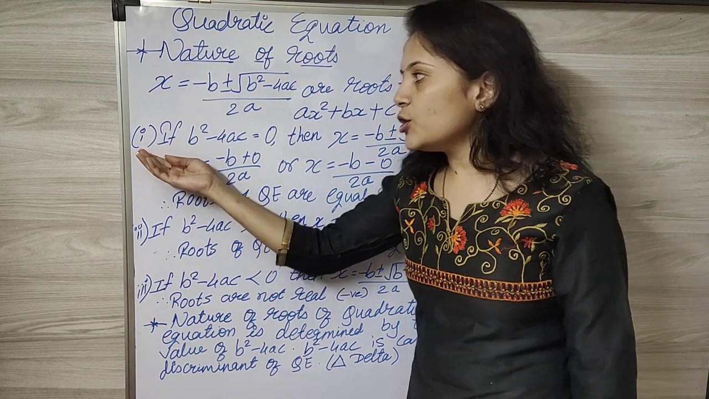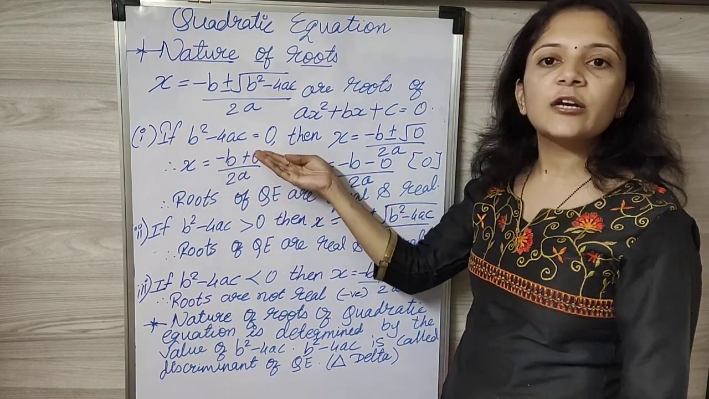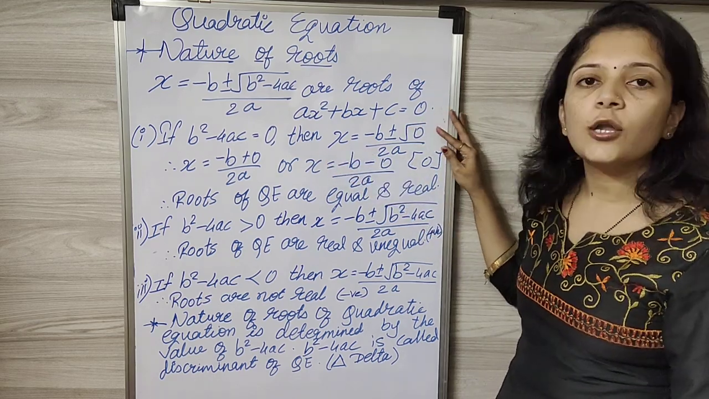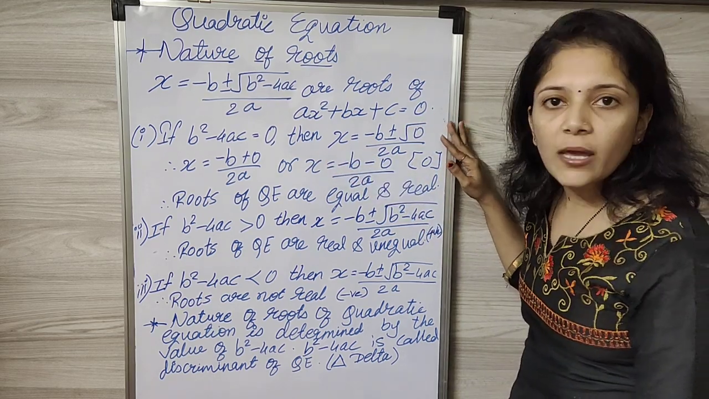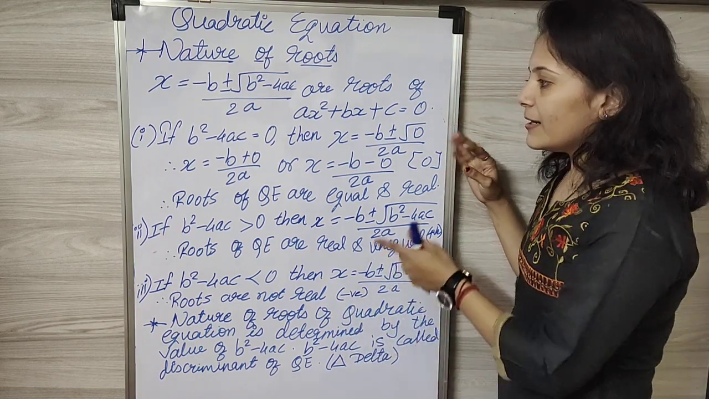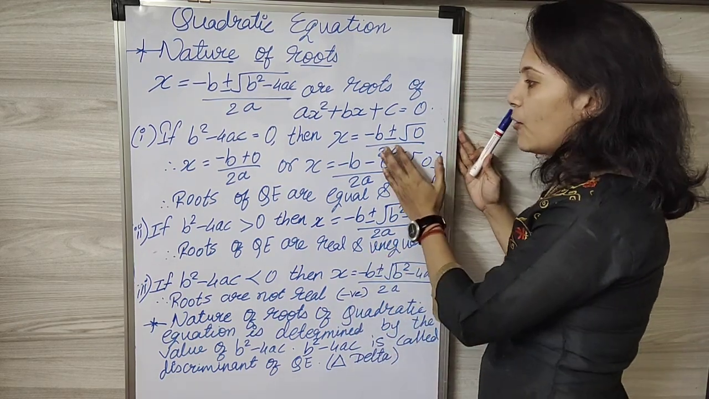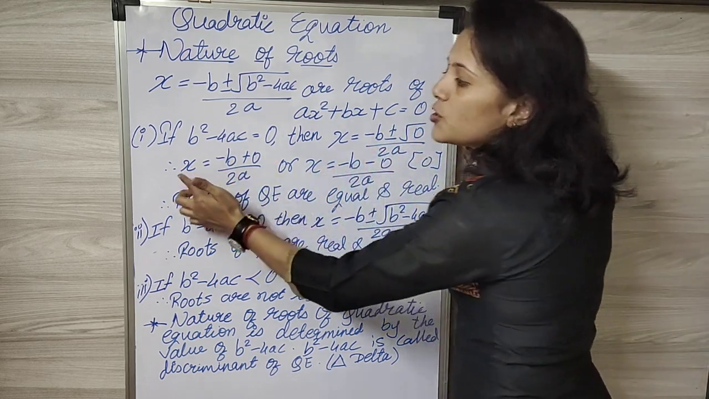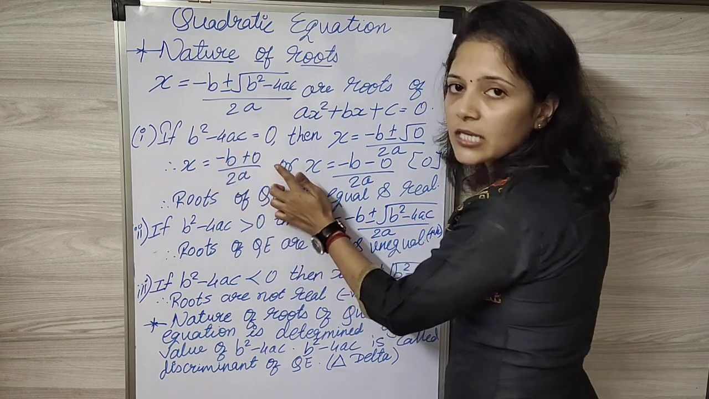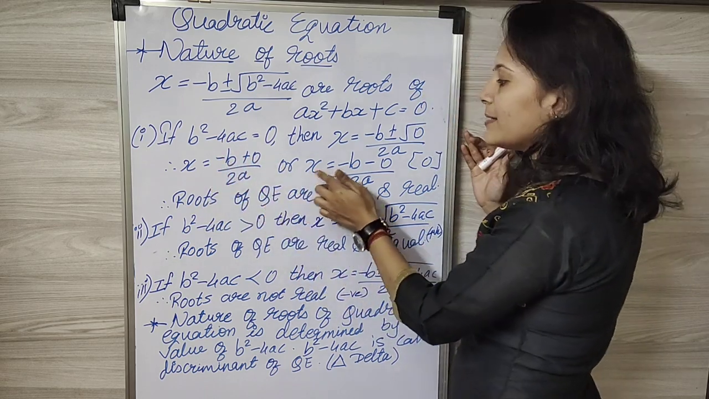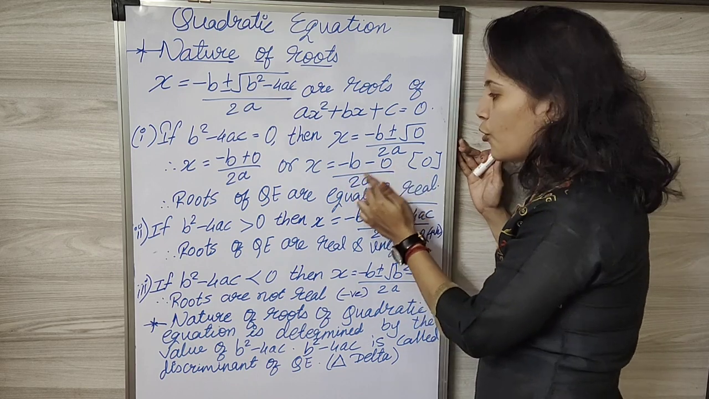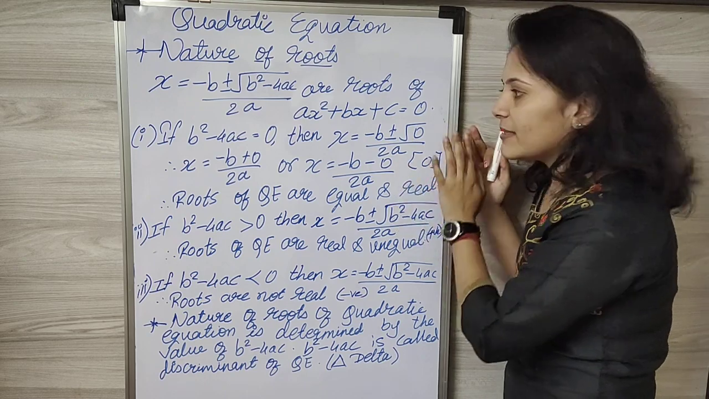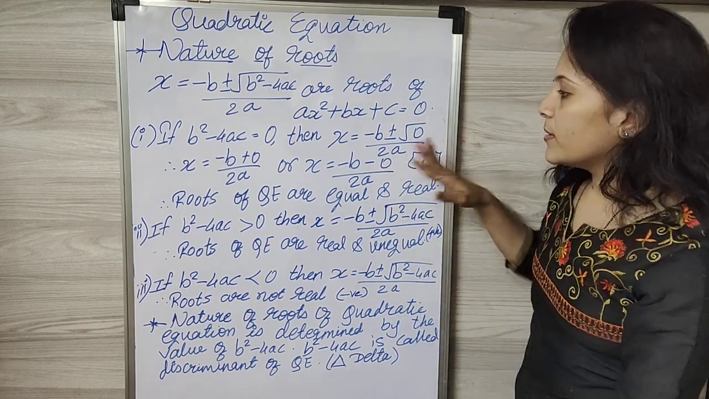So the first condition is, if b square minus 4ac is equal to 0, then x is equal to minus b plus minus under root 0, whole divided by 2a. If you still remember, while solving the sum, we separated both the signs, that is plus with plus and minus with minus. So x is equal to minus b plus 0, whole divided by 2a, or x is equal to minus b minus 0, whole divided by 2a. I have just separated both the signs, nothing else, right?